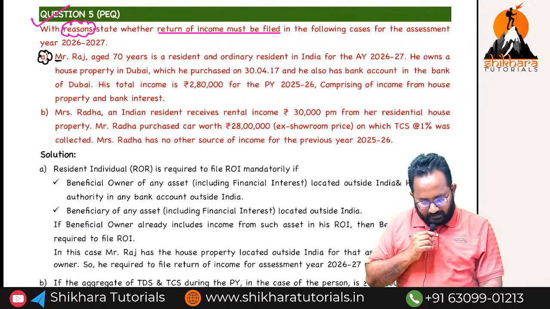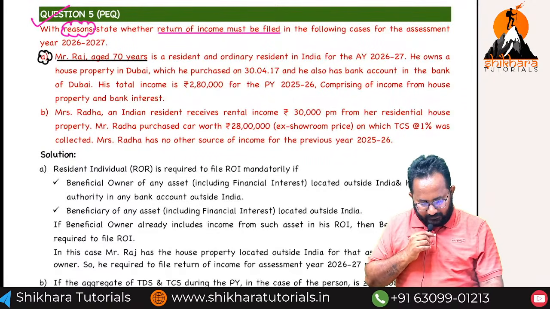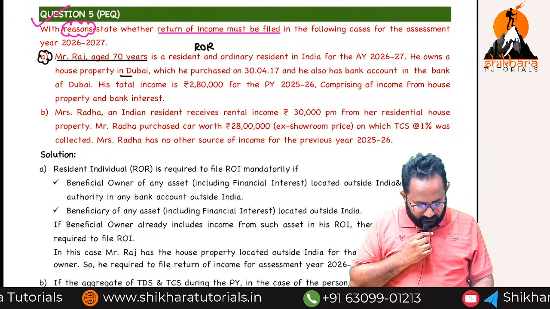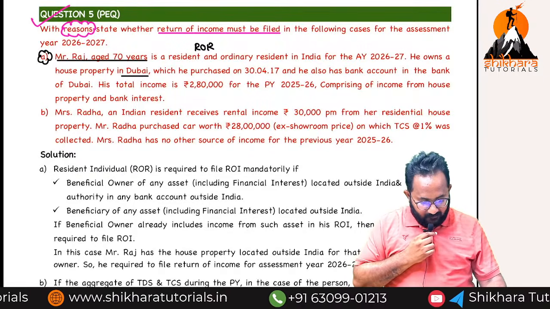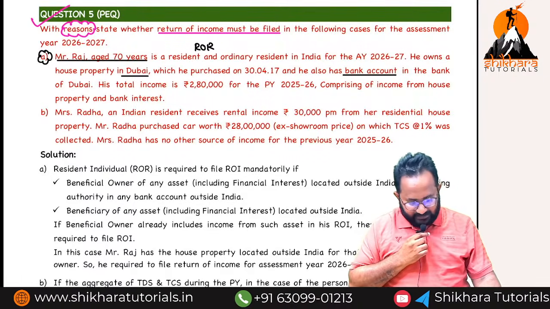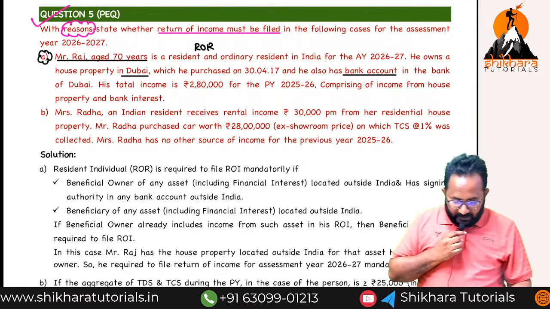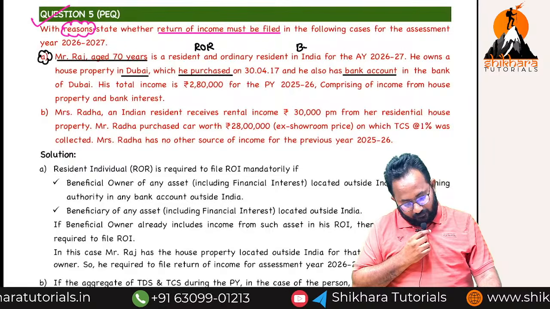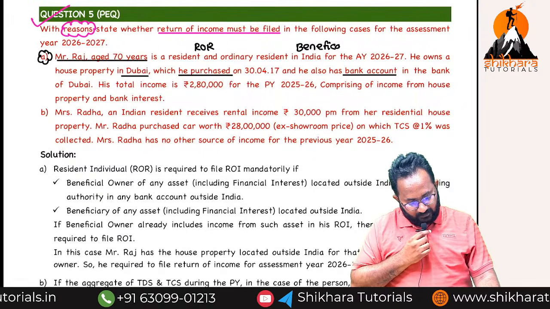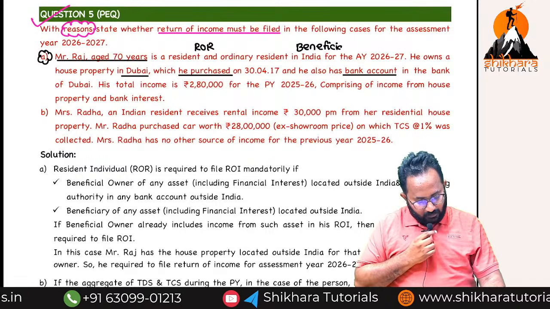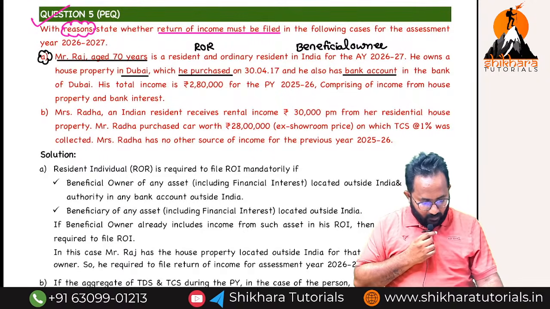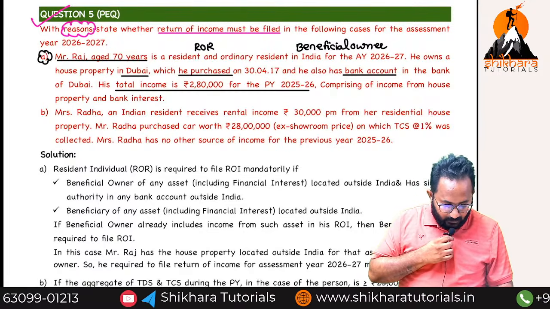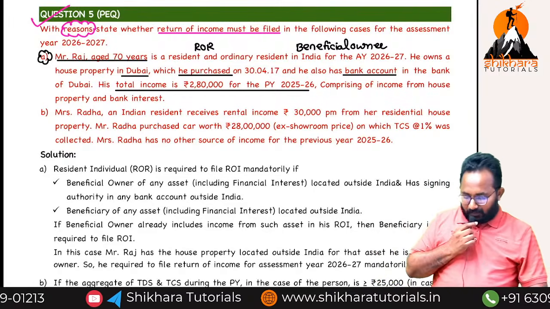SSC is also, we know, an ROR, and he owns a house property outside India, and he also has one bank account outside India. He only purchased that house. If he purchased that house, he is the beneficial owner of it. So if you are verifying his total income, what is the basic exemption limit normally?